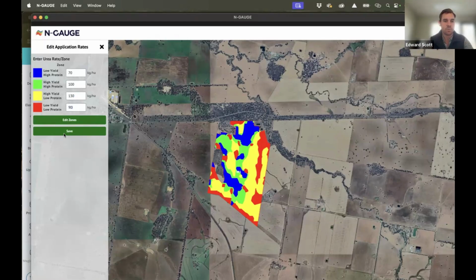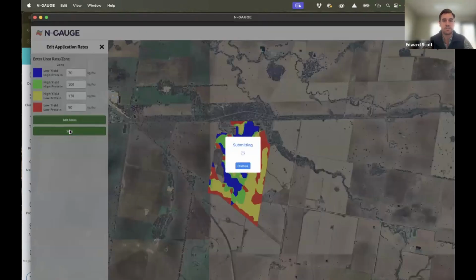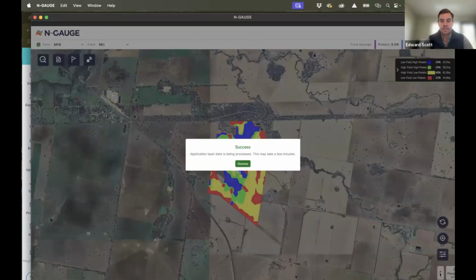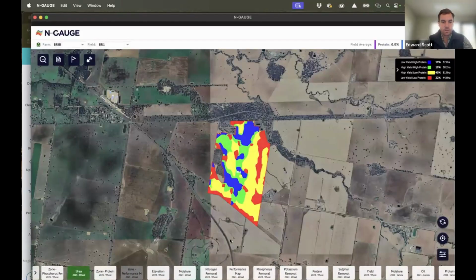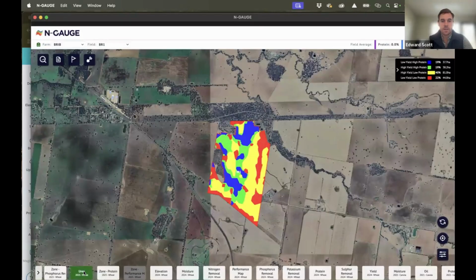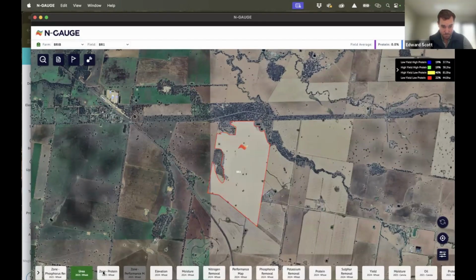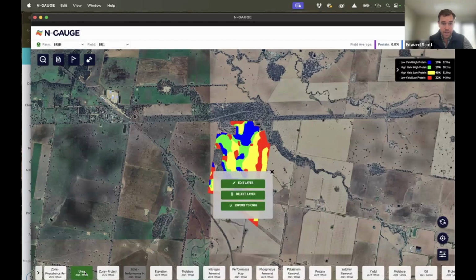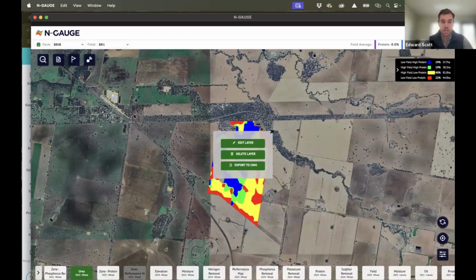Then we can save those rates, and that will be created as a prescription map that is ready to either export directly to the machinery portal, which is currently undergoing some maintenance at the moment, or we can also access the raw shape files from our portal, which I'll go into shortly.